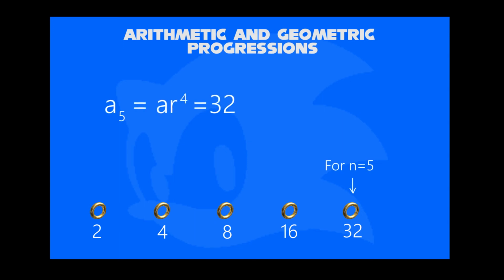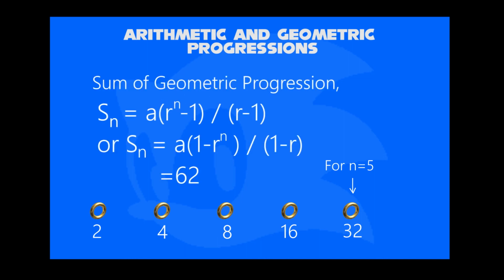By taking the sum of a geometric progression, S_n is equal to the first term times (r to the n exponent minus 1), divided by (r minus 1). Or, if you write 1 minus r to the n exponent in the numerator, the denominator should be 1 minus r. This gives the answer of 62, which is the same as 2 plus 4 plus 8 plus 16 plus 32. These are called geometric progressions.